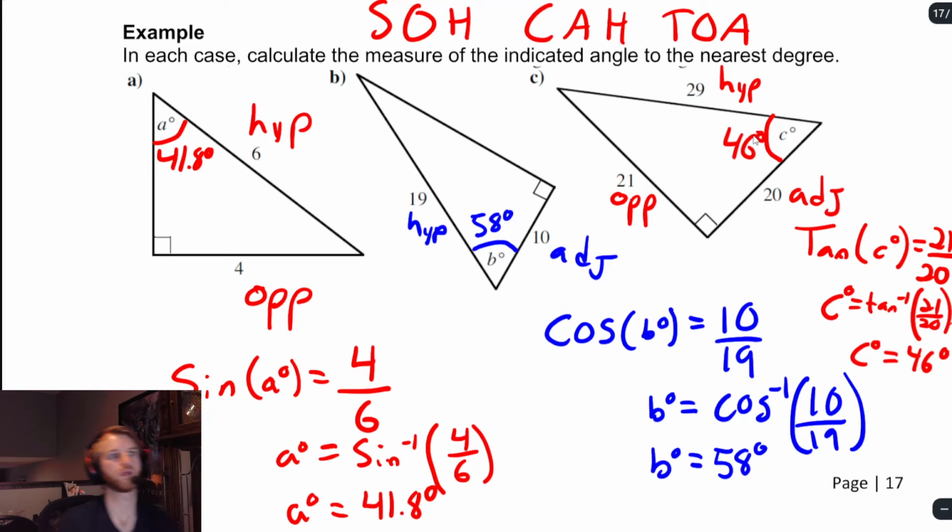And that's it. Okay, so that is how you find a missing angle in a right angle triangle using trig. So good luck with the assignment.